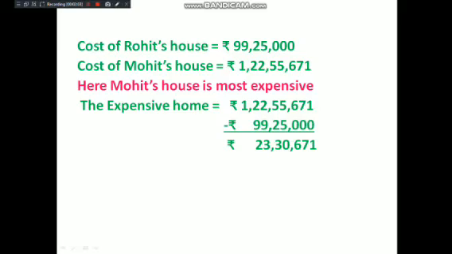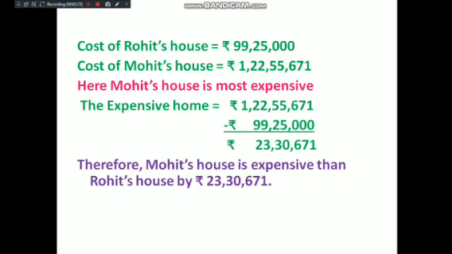And here only 1 is remaining. We cannot subtract 9 from 1. You can borrow 1. Then here will be 11. 11 minus 9 is equal to 2. Then answer is rupees 23,30,671. Therefore, Mohit's house is expensive than Rohit's house by rupees 23,30,671.